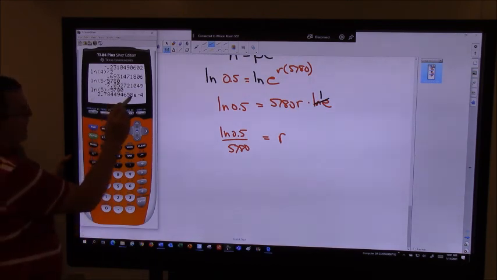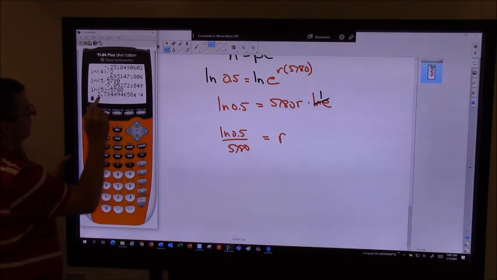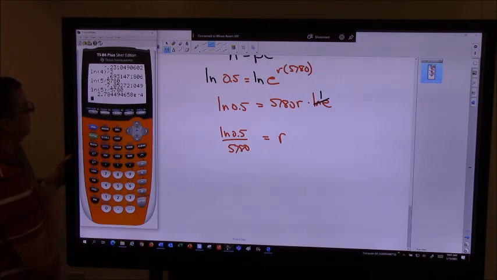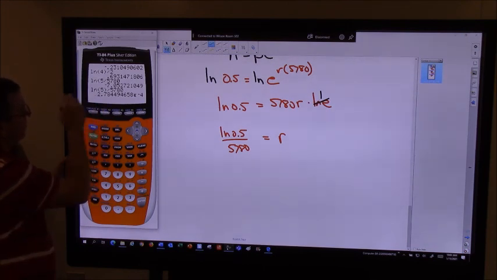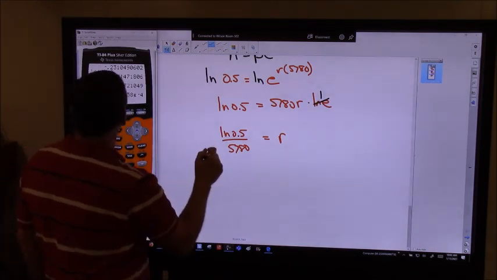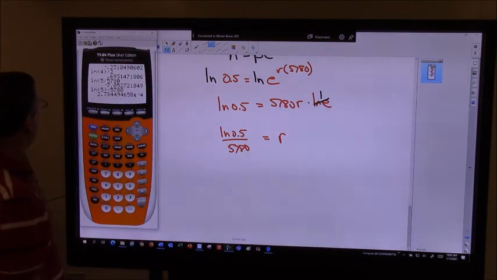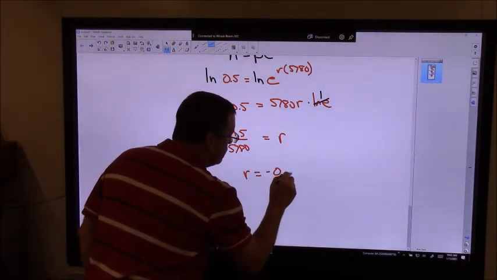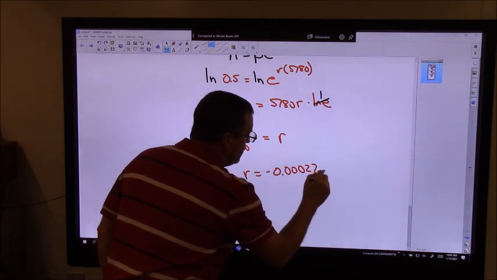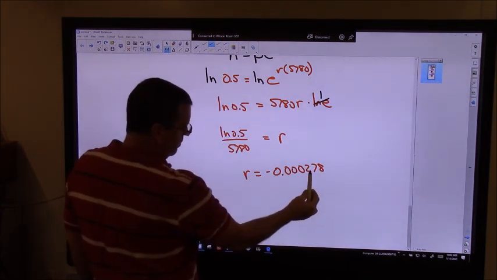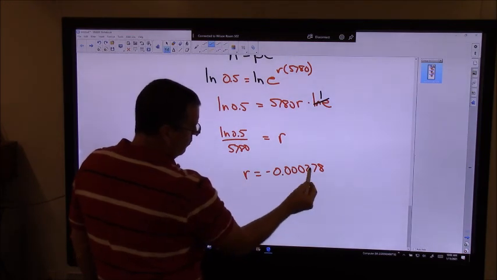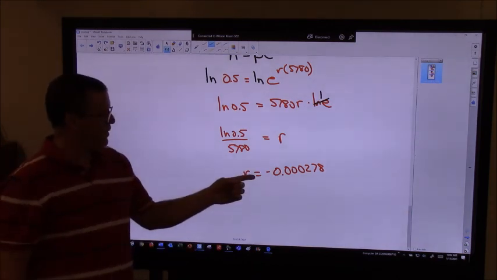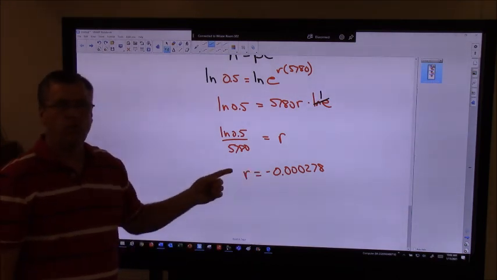So this is scientific notation, and it's telling us to take the decimal point and move it in the negative direction 4 places. So if I go over 1, I've got to add 3 more zeros after that. So R is going to equal, let's see, 278. R is going to equal a negative 0.000278. So my decimal point was right here. I've got to go in the negative direction 4 places. So 1, 2, 3, 4. Okay. So you can see that is a very small rate of decay.